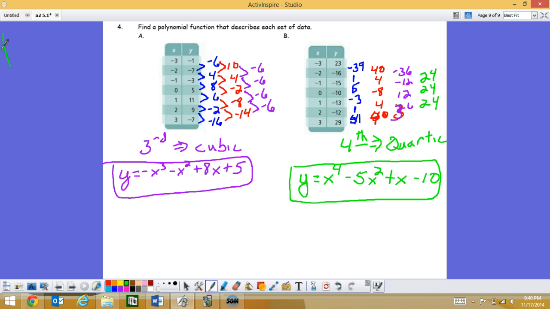So to determine which regression you run, you find which level of differences are constant. And as I've proven, please be careful with the subtraction. That was a pretty good check on my part. So that is finding a polynomial function that describes a given set of data.